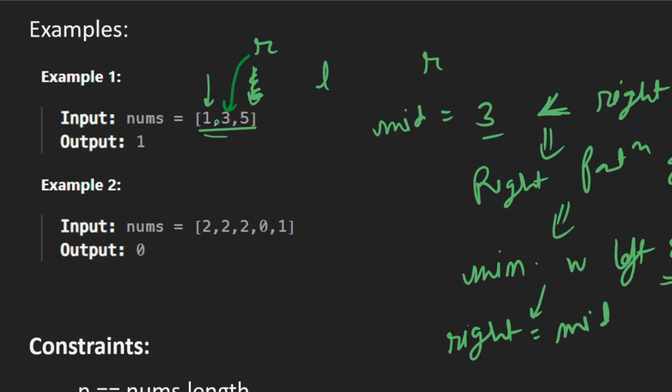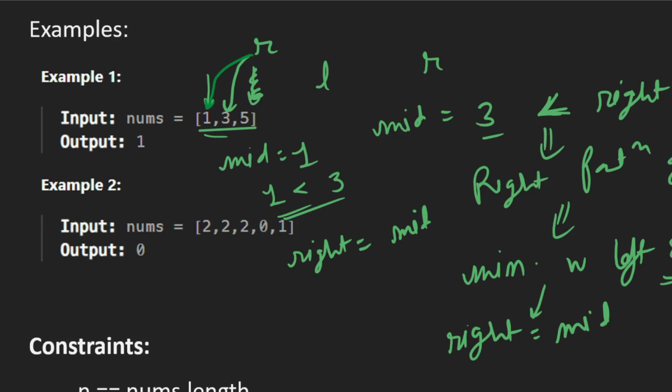And then again we do the same thing. We take the mid element. Now the mid element will be 1, and again we compare mid and right element. Now mid is 1, right is 3. Again the same condition, mid is less than the right element, so we again update right equal to mid. Now our right will be pointing at this element. Now our left and right are pointing at the same element, so that is our answer. So our answer is 1, right?